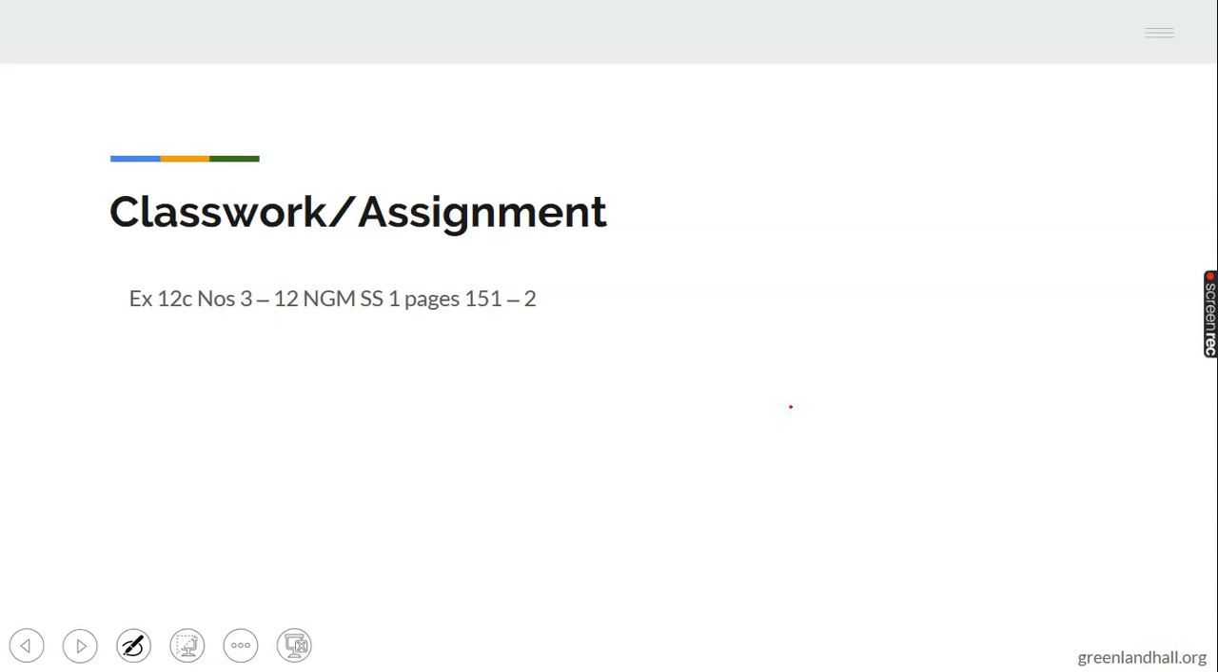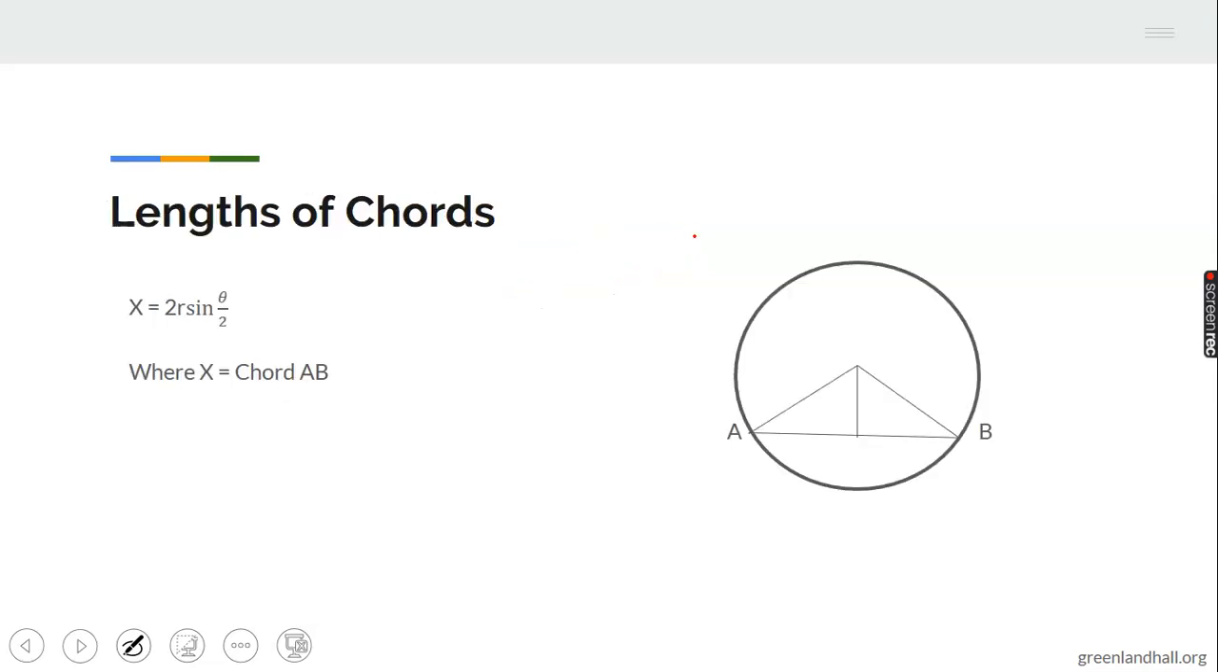So you do this. This will be assignments or classwork for you. It's taken from New General Mathematics, SS1 on those pages. Now I move over to chord.